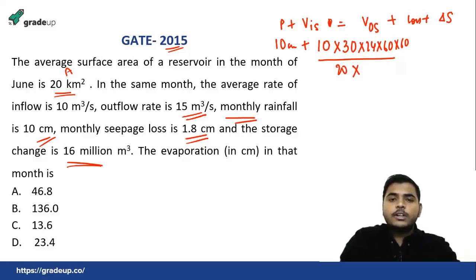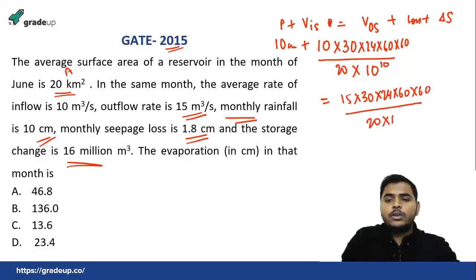So 1 kilometer is equal to 10^5 centimeters. So for square centimeters, it will be 10^10. This will be equal to VOS. This will be 15 into the same 30 into 24 into 60 into 60 divided by the same area, 20 into 10^10. Plus loss. Loss is given as 1.8 centimeters. And delta S.